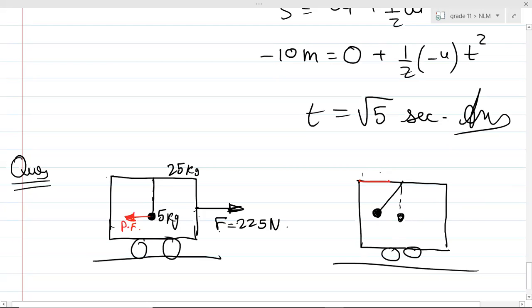Yes or no, guys? From its initial position, will it go like this? Hai na?